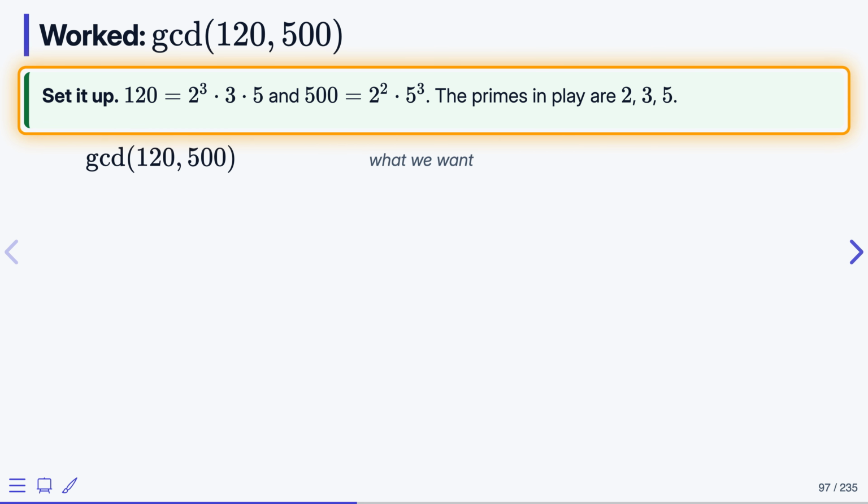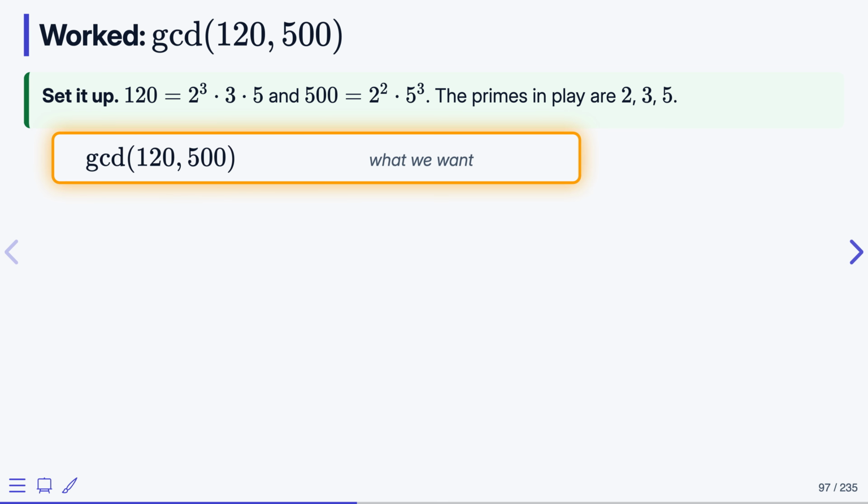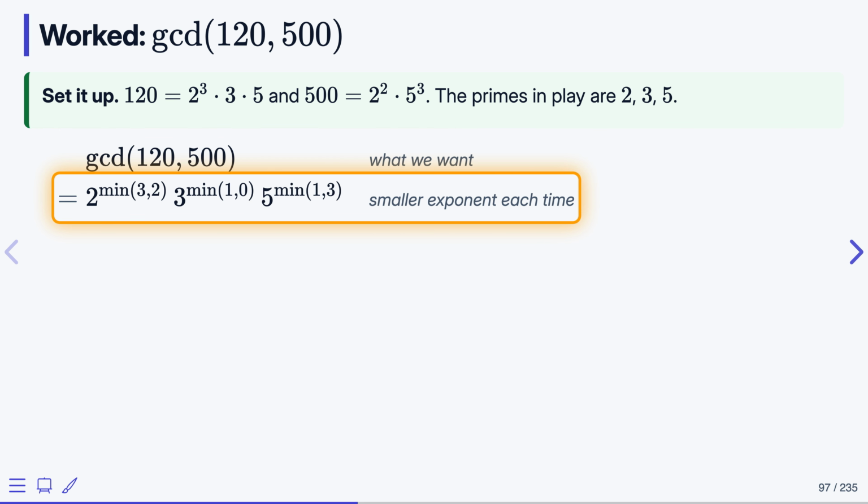Set it up. 120 is 2 cubed times 3 times 5. 500 is 2 squared times 5 cubed. The primes in play are 2, 3, and 5. Line 0. We want the greatest common divisor of 120 and 500. Step 1. For each prime, take the smaller exponent. For 2, the exponents are 3 and 2. For 3, they are 1 and 0. For 5, they are 1 and 3.